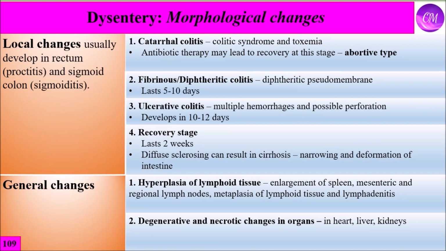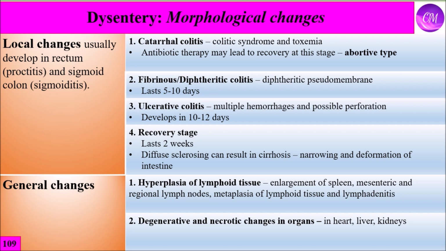There are two morphological changes in dysentery, local change and general change. Local change usually develops in the rectum and sigmoid as an inflammatory process. First, catarrhal colitis, characterized by colitic syndrome and toxemia, where antibiotic therapy may lead to recovery at this stage. Then fibrinous diphtheritic colitis, with formation of a diphtheritic pseudomembrane that lasts 5 to 10 days, and ulcerative colitis, with multiple hemorrhages and possible perforation that develops in 10 to 12 days. Finally, the recovery stage lasts 2 weeks, and diffuse sclerosing can result in cirrhosis, narrowing and deformation of the intestine.